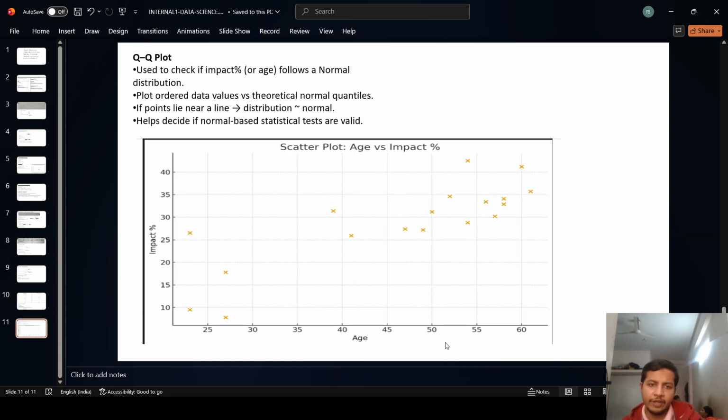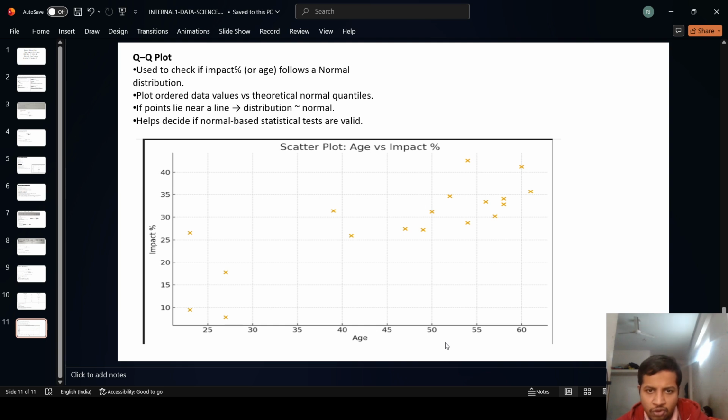Now we will plot the QQ plot. Before this we drew the box plot. The QQ plot is used to check if the impact percentage, and likewise the age, follows a normal distribution. Plot the ordered data values versus theoretical normal quantiles. If points lie near a line, the distribution is approximately normal, and this helps decide if normal-based statistical tests are valid.